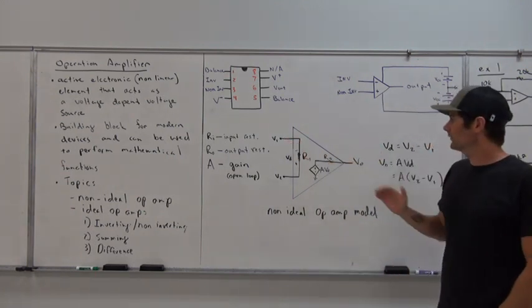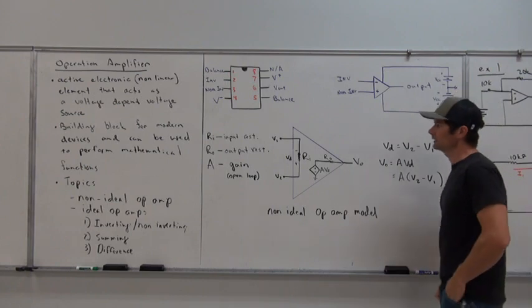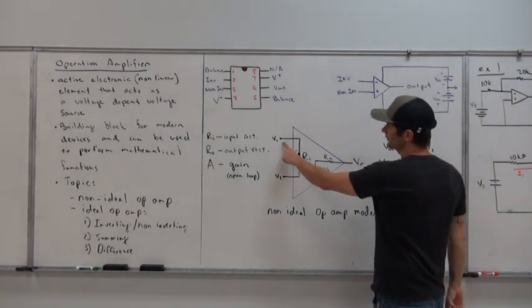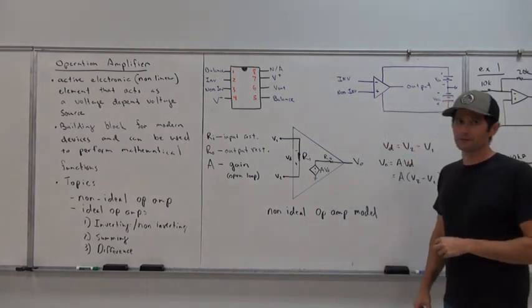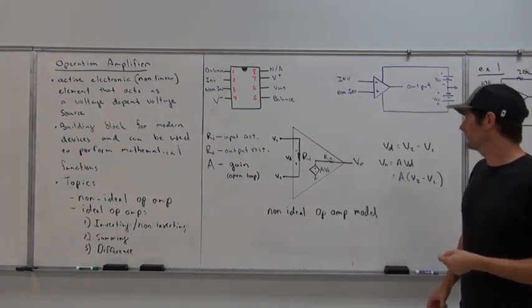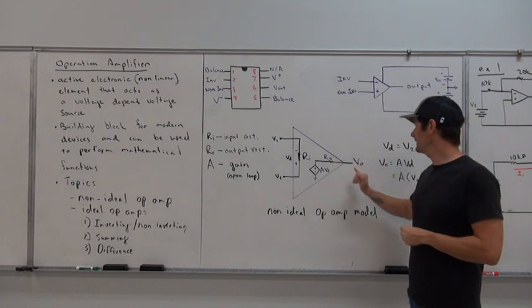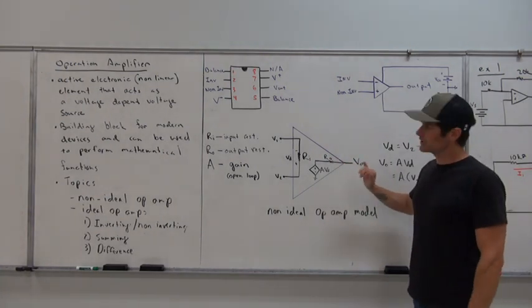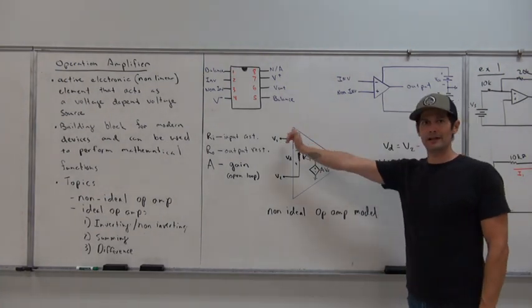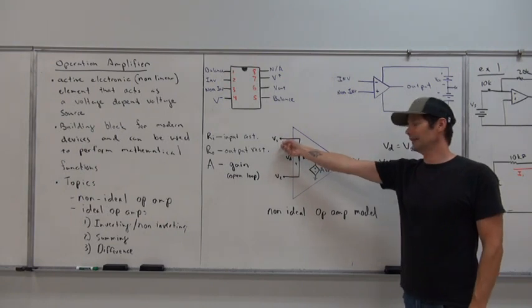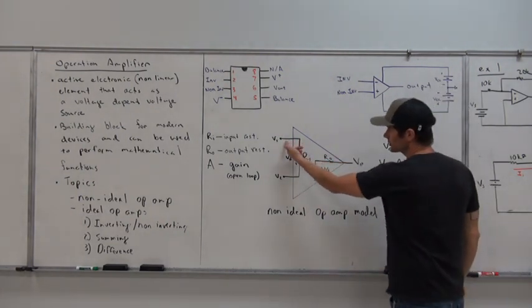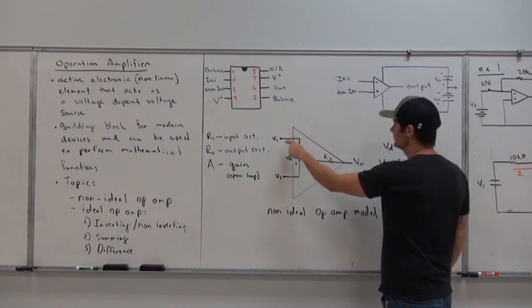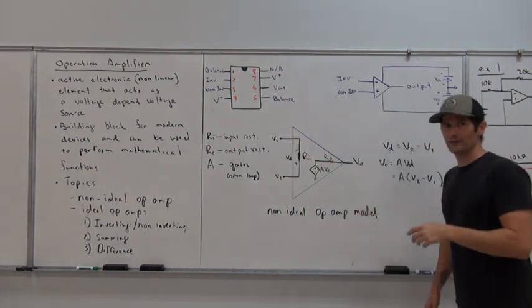Another thing I want to say is that if V1 is the positive or non-inverting terminal, then whatever gain we get on the output gives us the same polarity as the input. If this is the negative or inverting terminal, it will give a polarity that's opposite on the output itself.